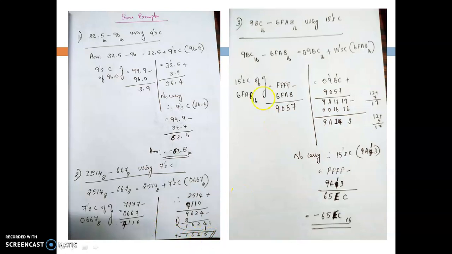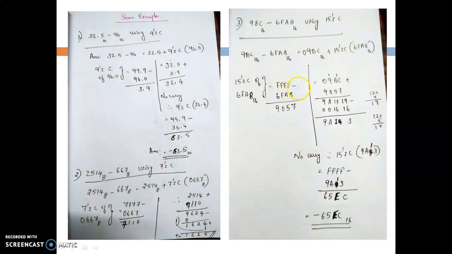Okay. Similarly, if you want to find out 9BC to the base 16 minus 6FA8 to the base 16, using 15's complement, it is equal to 9BC plus minus of 6FA8. So you need to find out the 15's complement of 6FA8. How will you find out that? Here 6FA8 is the biggest number, so it is 09BC minus 6FA8.